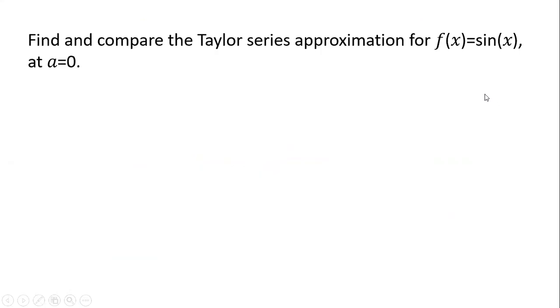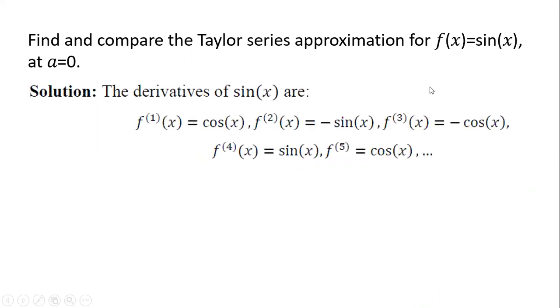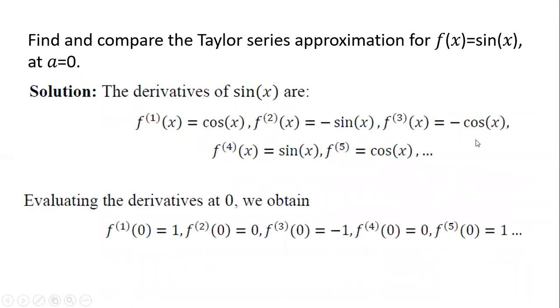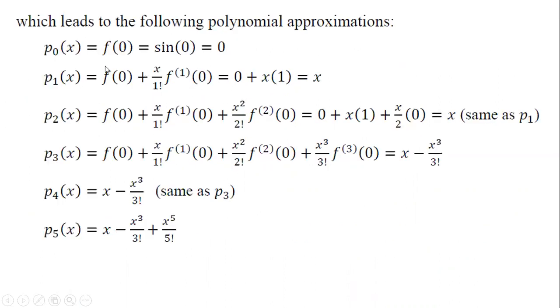Example: find and compare the Taylor series approximation for the given function sine x at a equals 0. So we define the first, second, third, fourth, and fifth derivatives of the given function. And of course, we need to evaluate the given function's derivatives at x, or for this case, a equals 0. So that gives us the following values, first derivative up to the fifth derivative, which leads us to the following polynomial approximation.